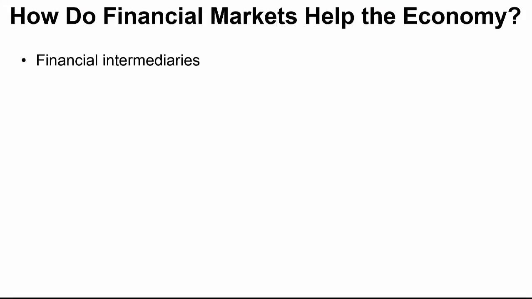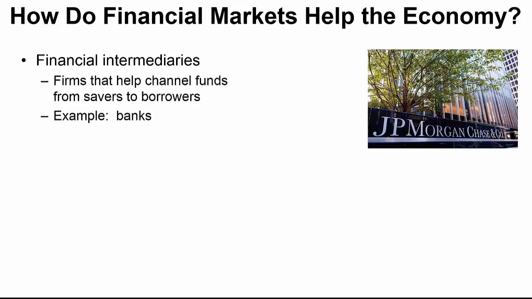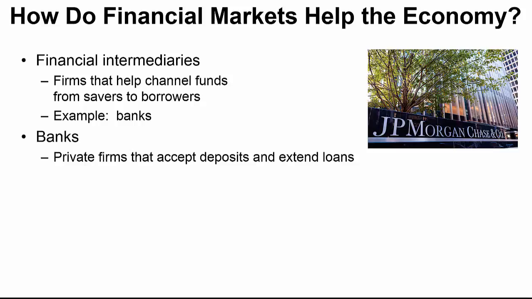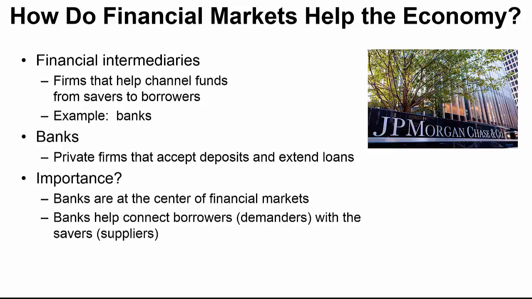So how do financial markets help the economy? Well, basically, they're financial intermediaries in that they help savers and borrowers hook up. It's almost like a tender for money. An example of that would be banks. Banks are private firms, they accept deposits, and then they take those deposits and give out loans to businesses or individuals or governments even. So the importance of this is that banks are at the center of financial markets. They're very, very important because they help connect the borrowers with the savers.